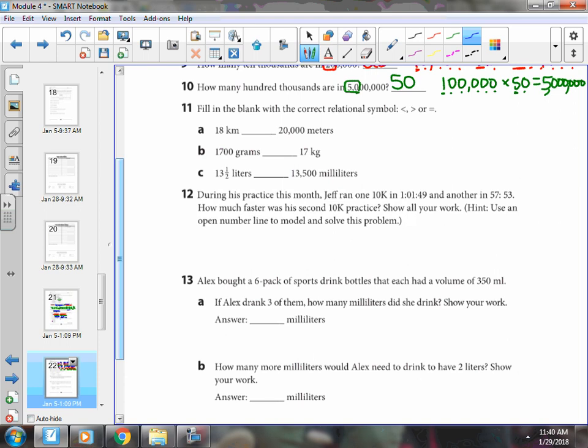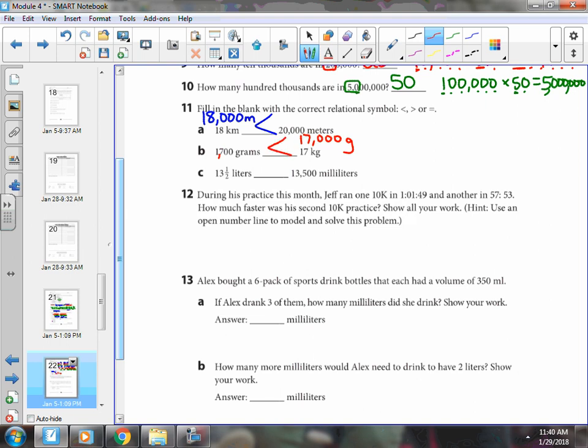There are 1,000 meters in a kilometer. So 18 kilometers is the same as 18,000 meters. Now it's super easy to tell which one's bigger. 20,000 is bigger. There are 1,000 grams in a kilogram. So 17 kilograms is 17,000 grams, which is definitely bigger than 1,700.